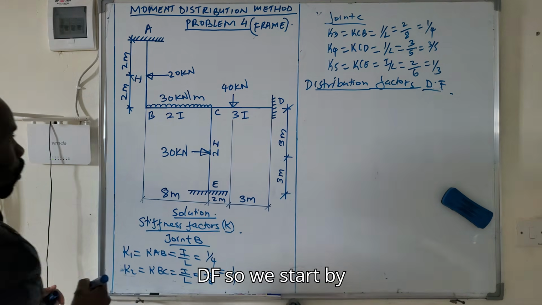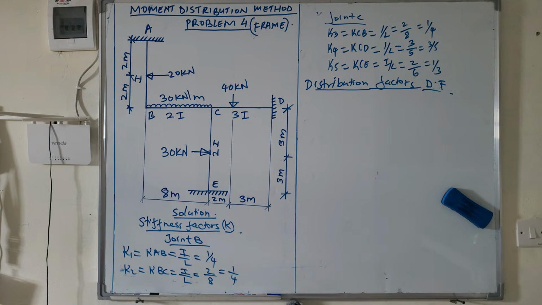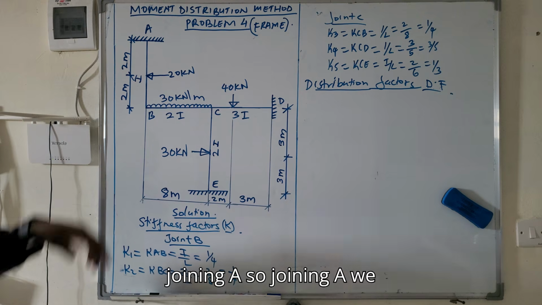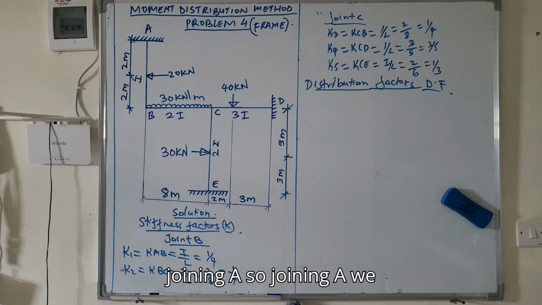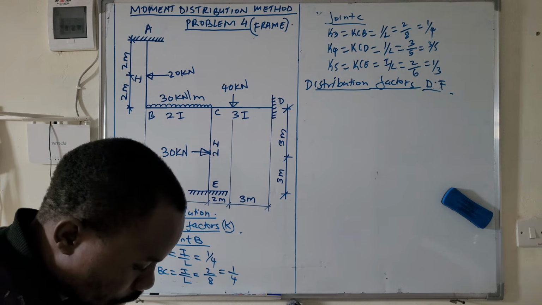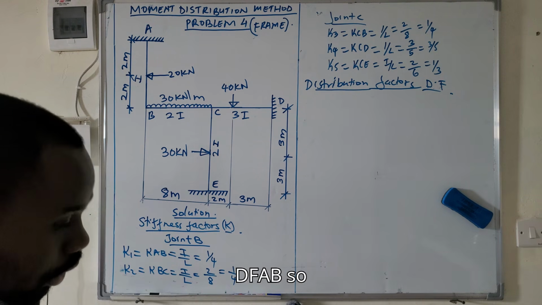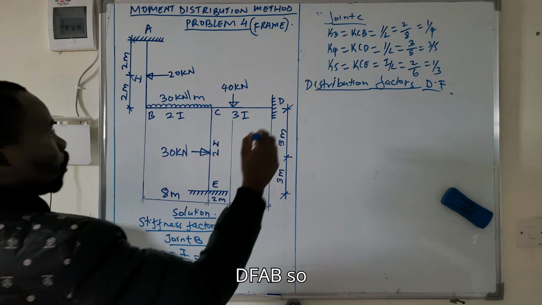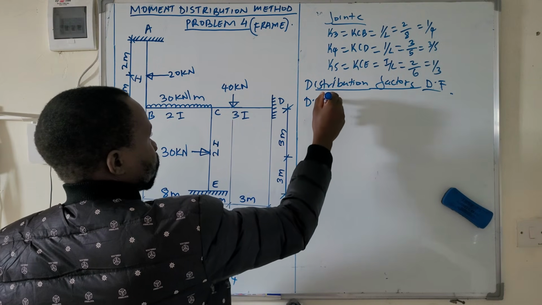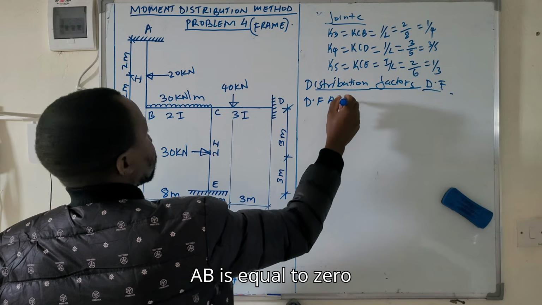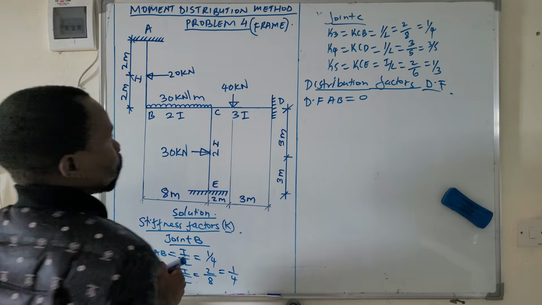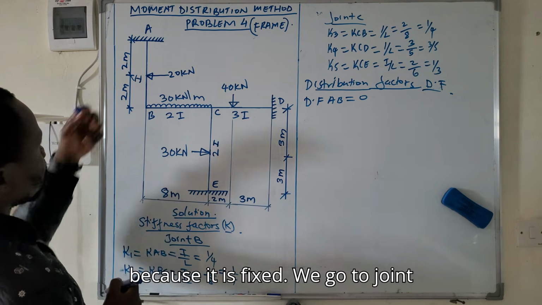So we start by joint A. Joint A, we have DFAB. DF AB is equal to 0 because it is fixed.